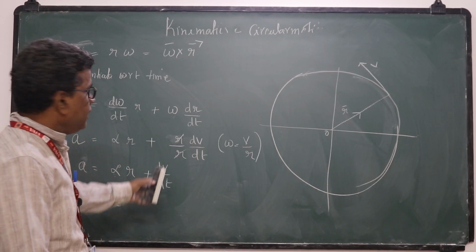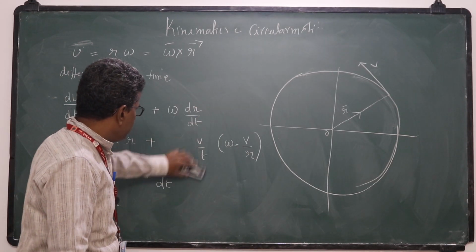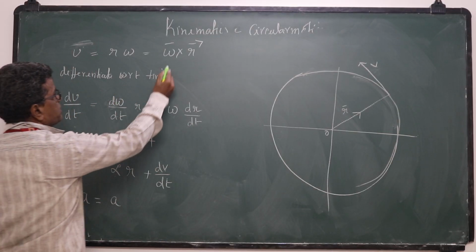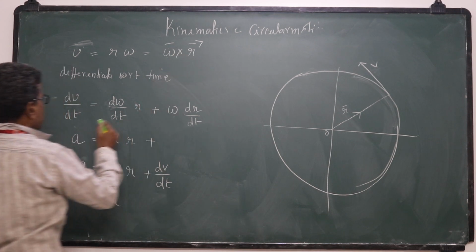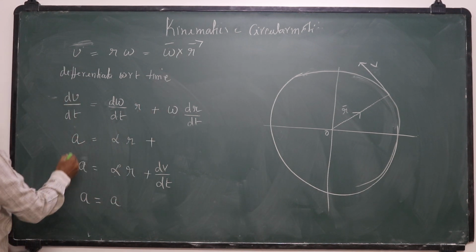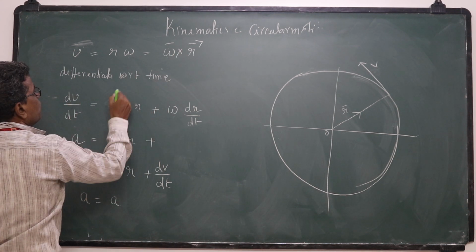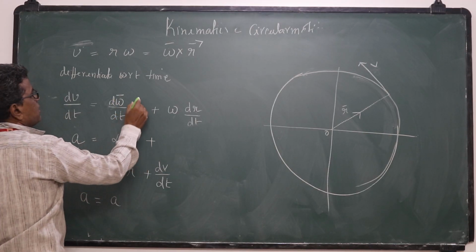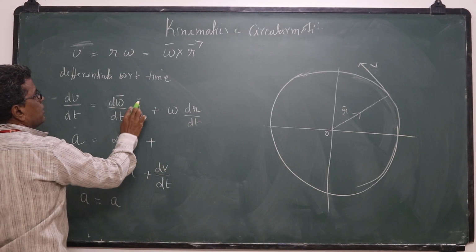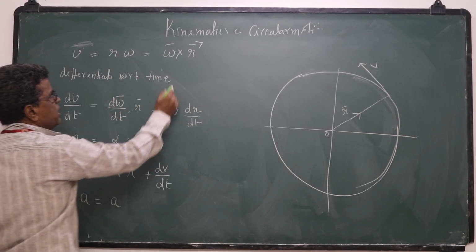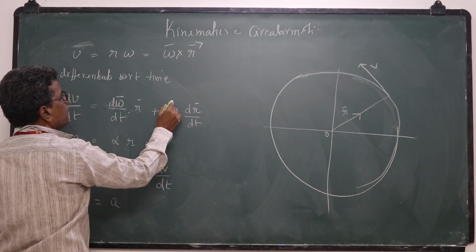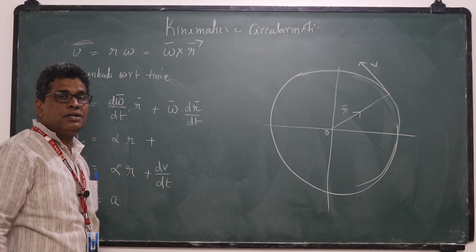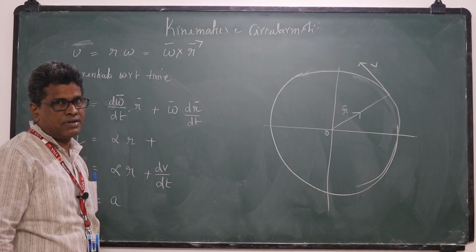Okay, here I will write this one in vector form. I am differentiating with respect to time: omega bar cross R bar. dV by dt is acceleration, and d omega by dt, this is cross R bar, plus omega into dR by dt. So here I am using the uv formula in differentiation.